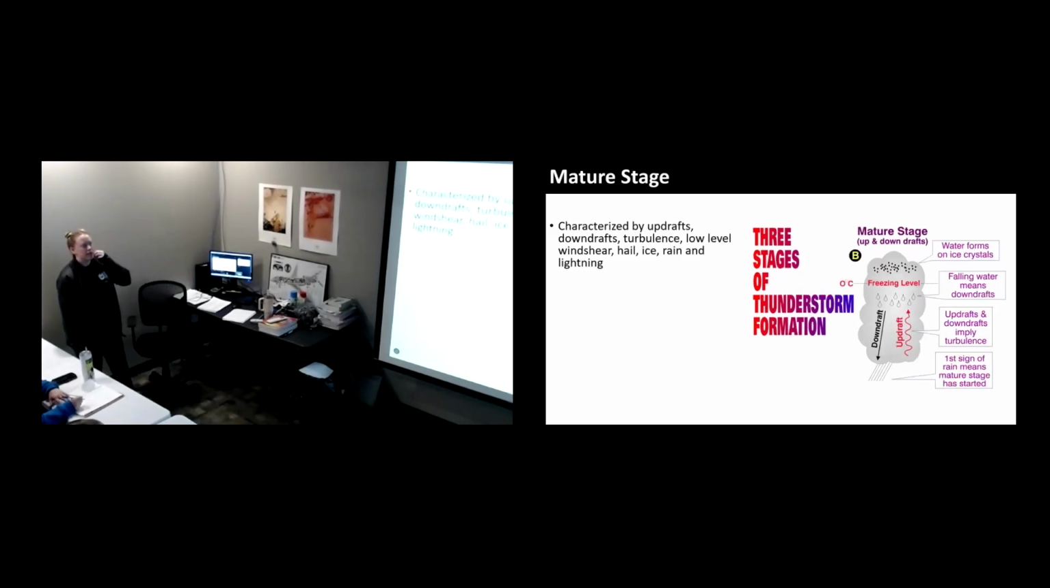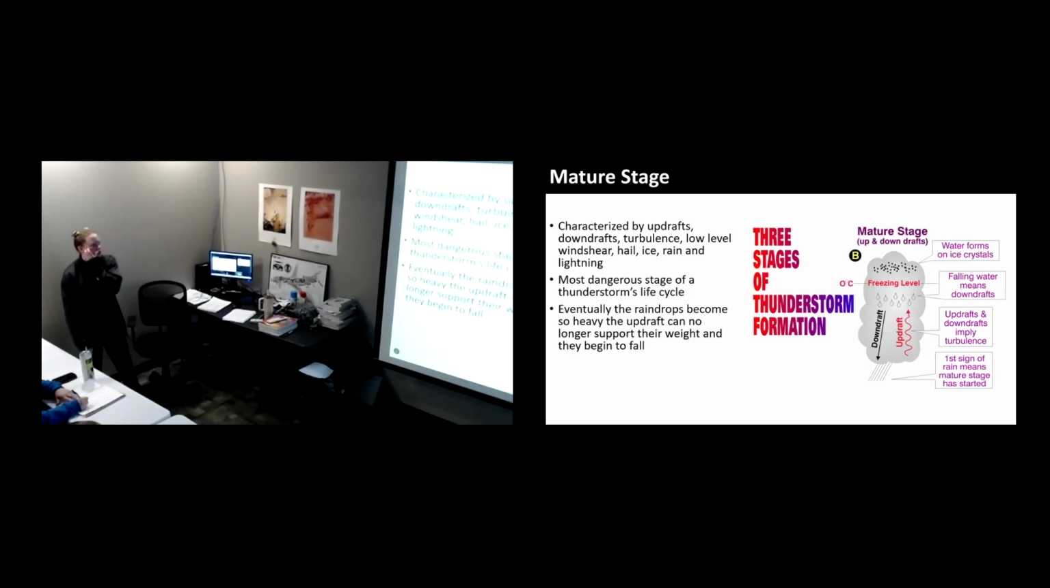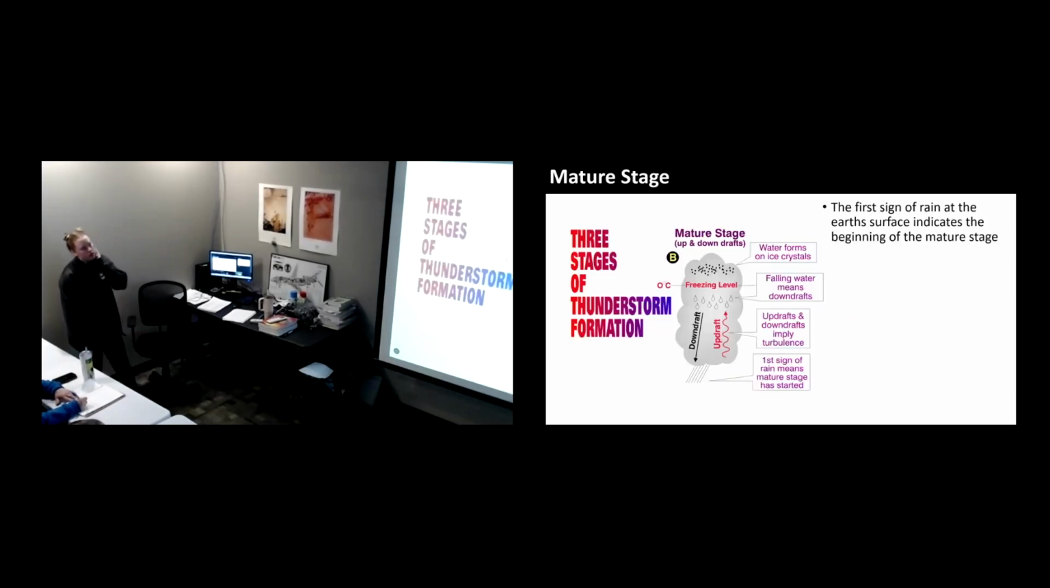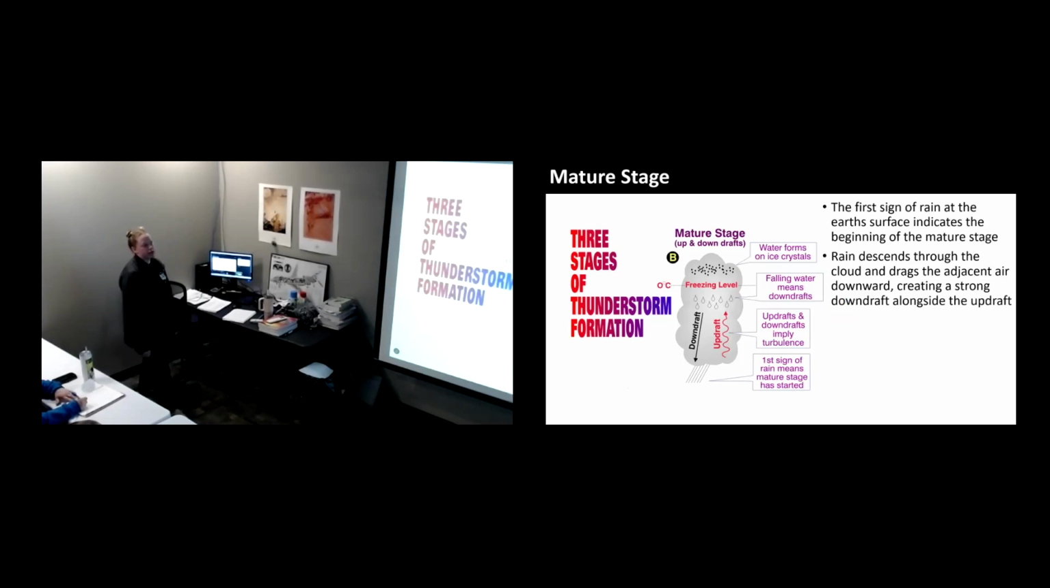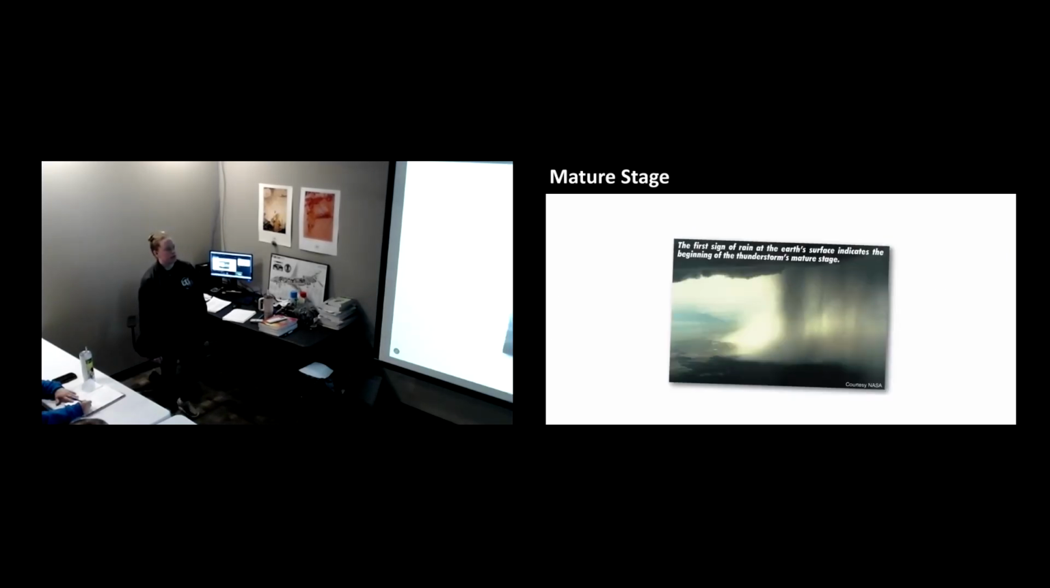Mature stage, characterized by updrafts, downdrafts, turbulence, low-level wind shear, hail, ice, rain, and lightning. This is where you see the thunderstorm happening. Most dangerous. Eventually, the water droplets fall. The first sign of rain on the Earth's surface begins that stage. Rain descends through the cloud. Hail is most likely to occur. Has anybody been in an airplane and seen the rain under a cloud? It's absolutely beautiful.